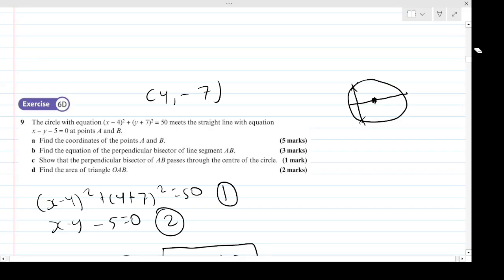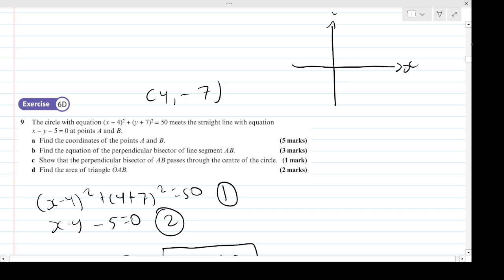Then part D, lastly. I'll probably do it up here actually. Find the area of triangle OAB. So again, when we've got something geometric like this, it's best to sketch it. So OAB, well, that's the points O, A and B. Let's plot those 3 points in.